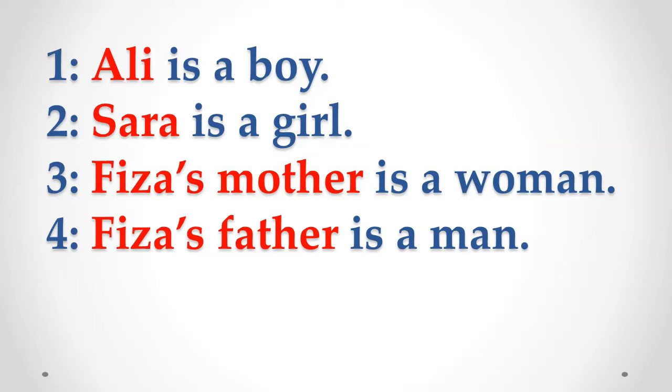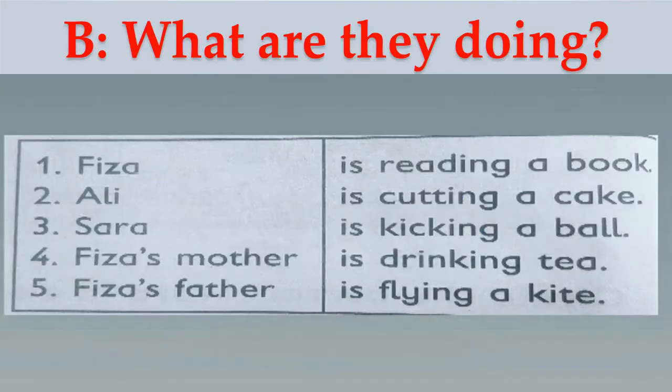Now again look at the picture and tell me what they are doing. The next exercise is exercise B. What are they doing? Again look at the picture. The first one is Fiza. Tell me what's she doing? Fiza is flying a kite. Good.